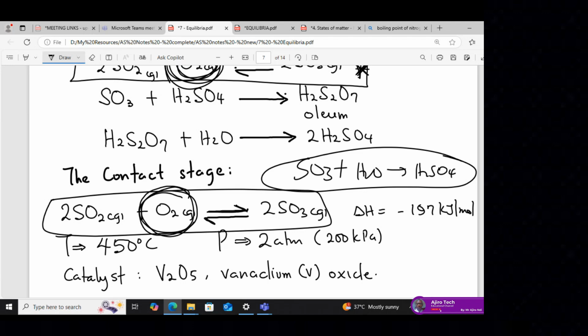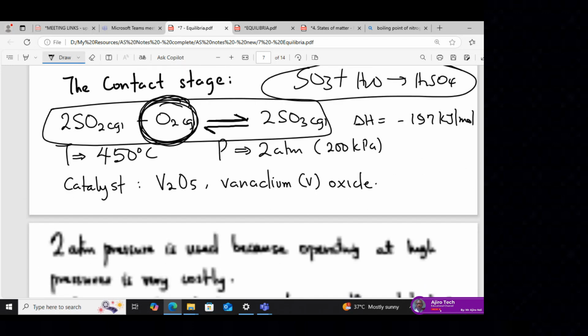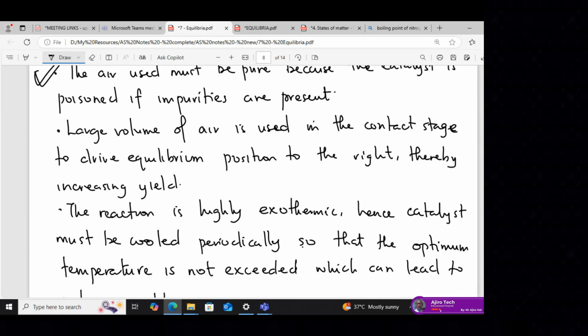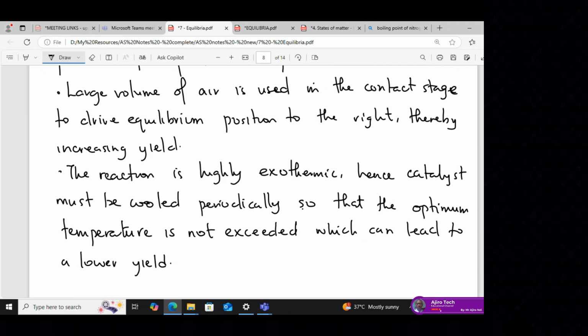Air is available in the atmosphere, so why are you managing air? Use a large volume. You are adding excess oxygen, so the equilibrium goes to the right. You're going to get a large amount of your product. Do you get? So a large volume of air is used to drive the equilibrium position to the right, thereby increasing the yield. Go on.